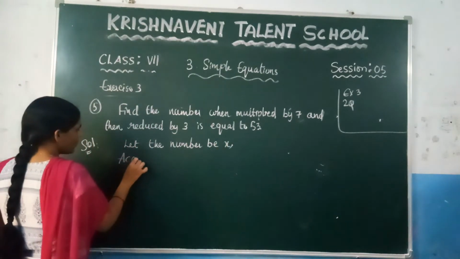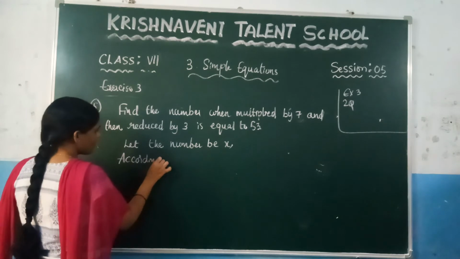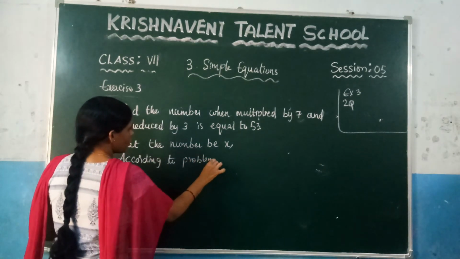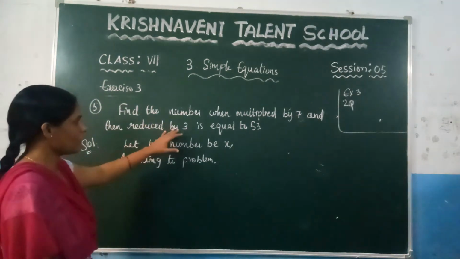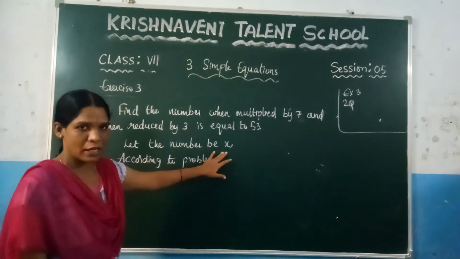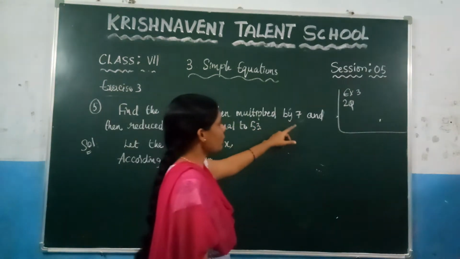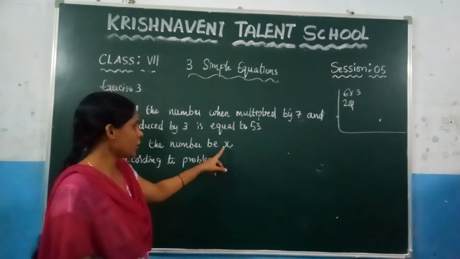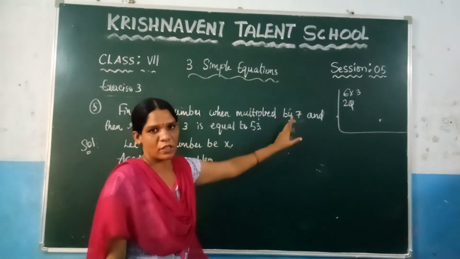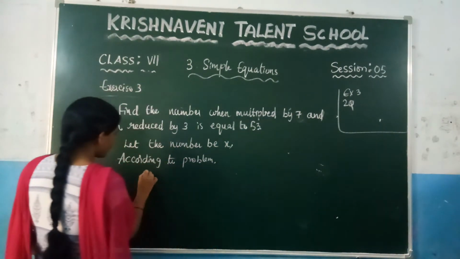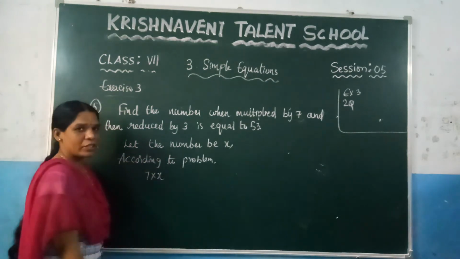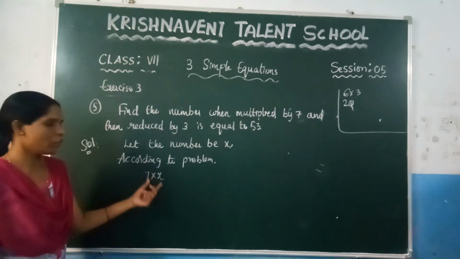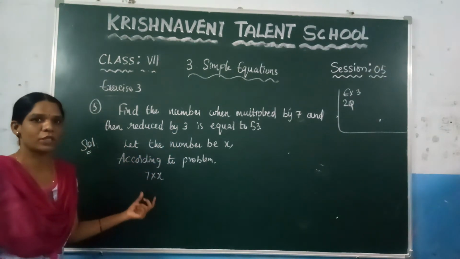Now according to the problem, let us see what equation we get. Here they have said, find the number. You don't know that number, so we have treated that number as x. When multiplied by 7, you need to multiply this x with 7. So we get 7 into x, and after that they say, and then reduce it by 3. Now we got one number, and from that number you need to reduce 3.